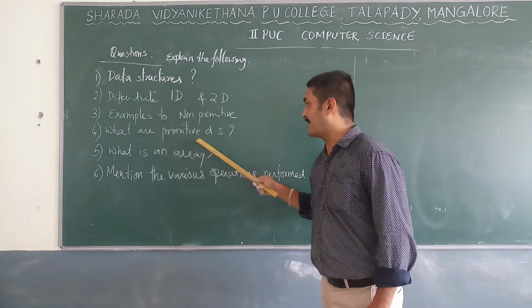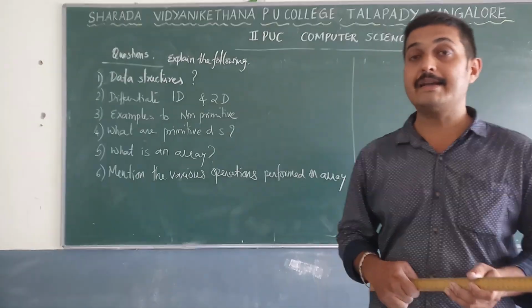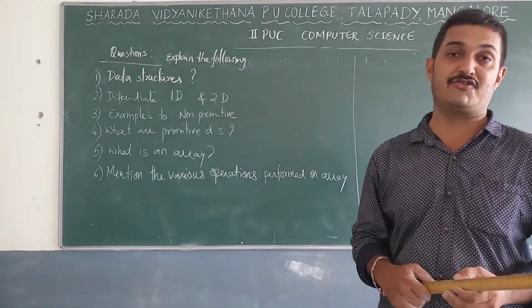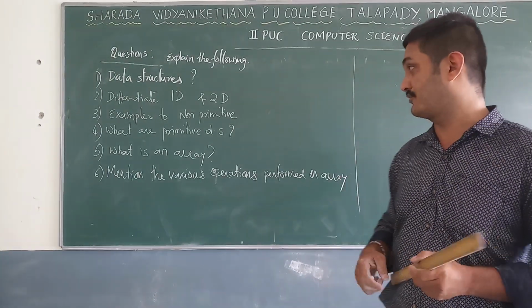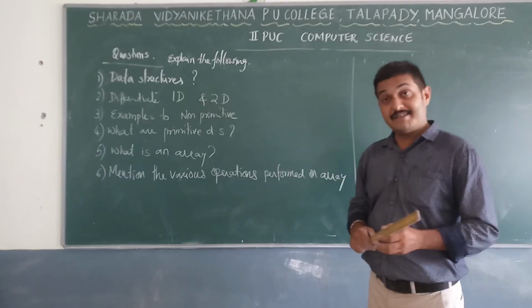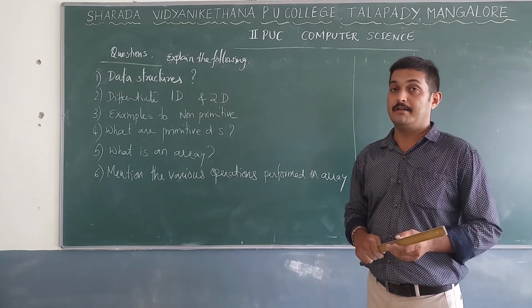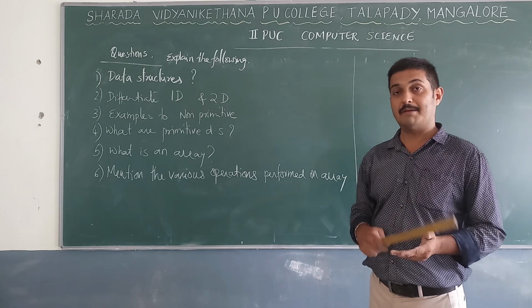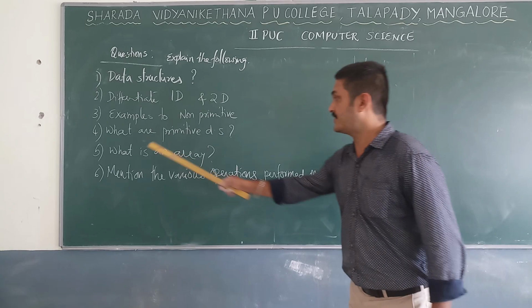What are primitive data structures? Primitive data structures are data structures directly operated by machine level instructions. These are called primitive data structures. Examples of primitive data structures are int, float, character, double, etc. Pointers, references, etc. Next, what is an array?